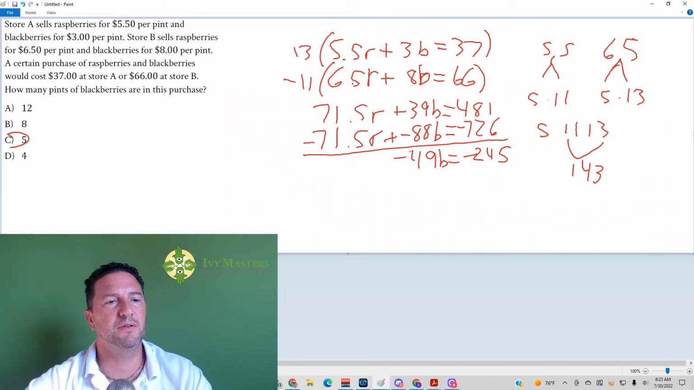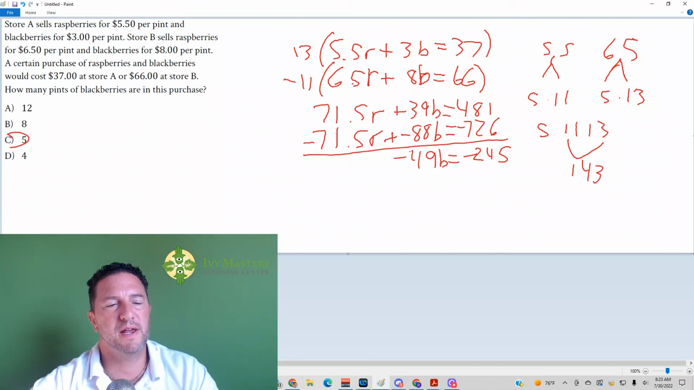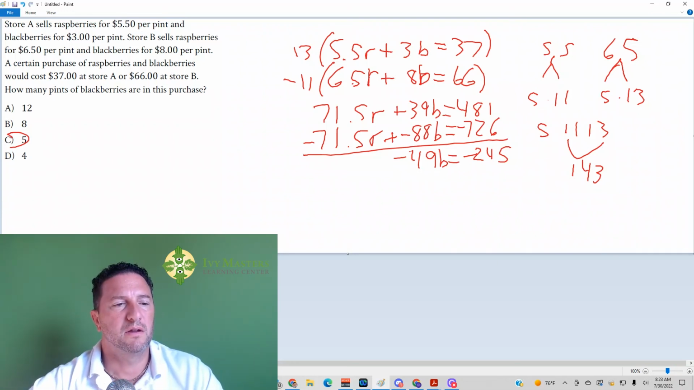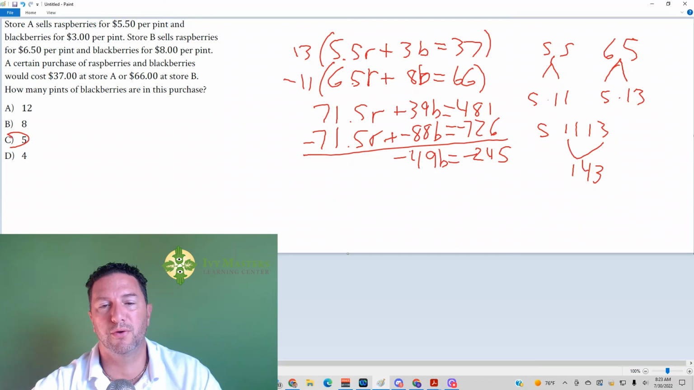What's an alternative to this? An alternative is you could use your answer choices. How could you use your answer choices? I'm not going to write this all out because this video is really long already. In place of the B, you put 5 into both equations and you solve for R in both circumstances. And if you get the same R in both circumstances, then you know you have the right answer.